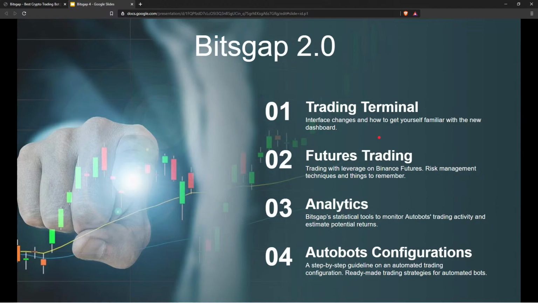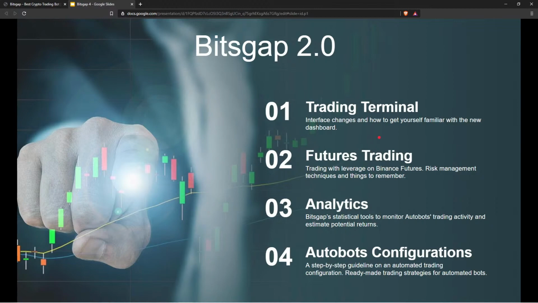So once again, the trading terminal. I will go step by step through the biggest updates so far and how you can use all of the instruments that we created at your best. So futures trading finally is enabled.